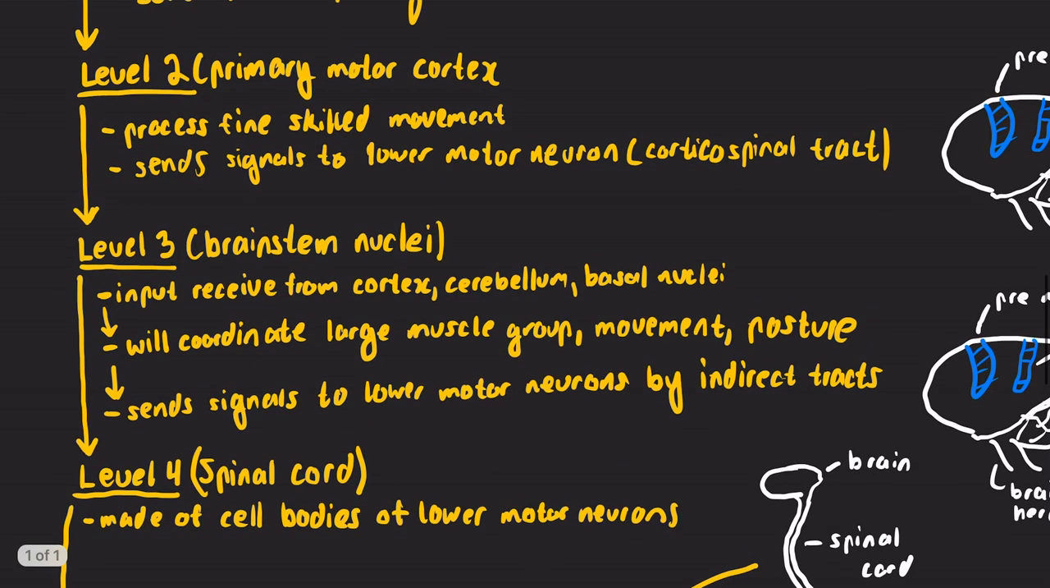Input will be received from the cortex, the cerebellum, and the basal nuclei. When those inputs are received, this will help coordinate large muscle group movements. So if the large muscles are found, let's say, in your legs, it will help coordinate those large muscle movements. This will also help with maintaining our posture, very important.